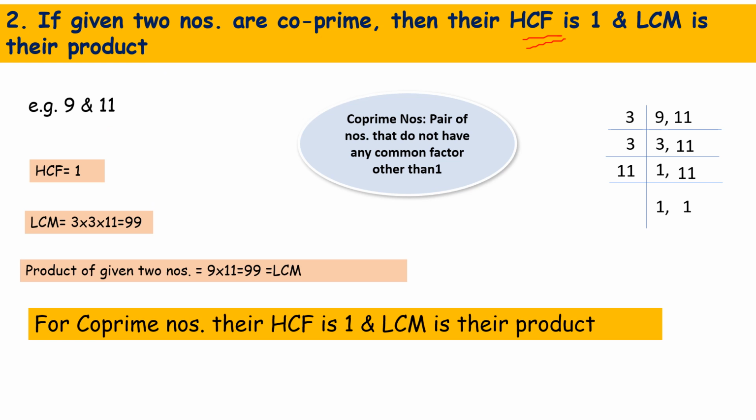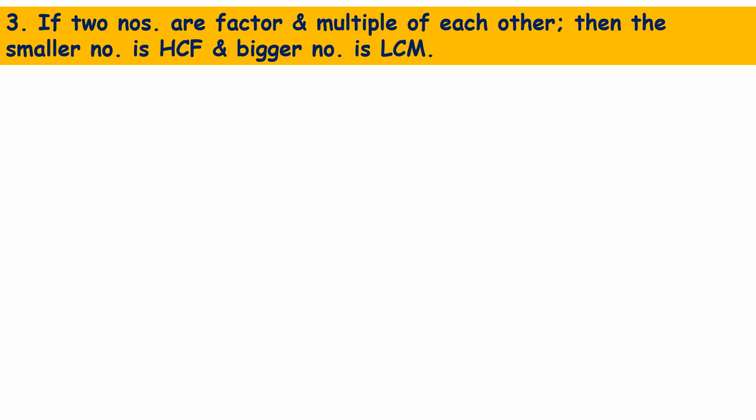Now let's see another fact. Fact number 3. If two numbers are factor and multiple of each other, then the smaller number is the HCF and the bigger number is the LCM. So if two numbers are factor and multiple of each other, then the smaller number is HCF and the bigger number is LCM. So consider the example 4 and 60.